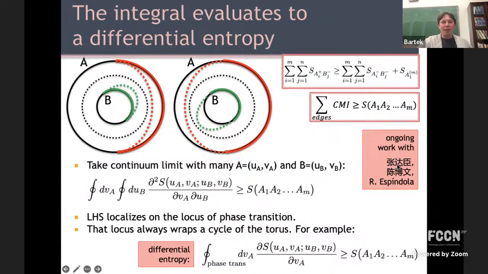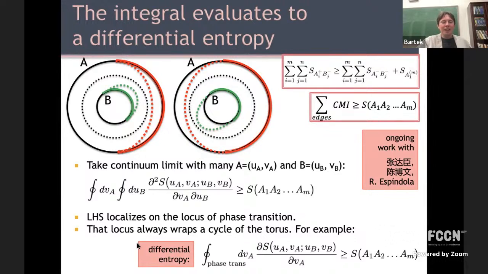It turns out my students, and especially Zhang Dachan, have shown this. It turns out that this locus miraculously always wraps a cycle of our torus. This is not easy to see, and it's completely impossible to see in the continuum. So this is actually like an infrared statement that in the continuum is very hard to see. It's covered in this UV junk. Only by going to this discrete picture that we used in the inequalities does it become manifest why that's true. Well, so this is an interesting fact about this locus of the phase transition. It's always non-trivially wrapped on this torus.